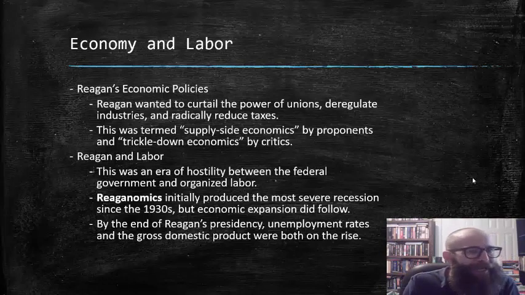Now, this turned out to be not as accurate as the proponents of these economic policies thought it would be. And these policies initiated an era of hostility between the federal government and organized labor. Reaganomics, as these economic policies came to be known, initially produced the most severe recession since the 1930s, between 1981 and 1982. But economic expansion did follow. By the end of Reagan's presidency, ironically and contradictorily, unemployment rates and the gross domestic product were both on the rise.